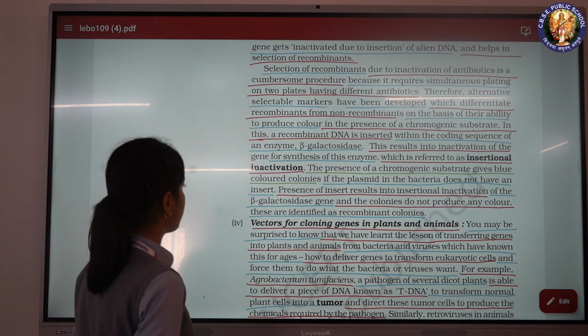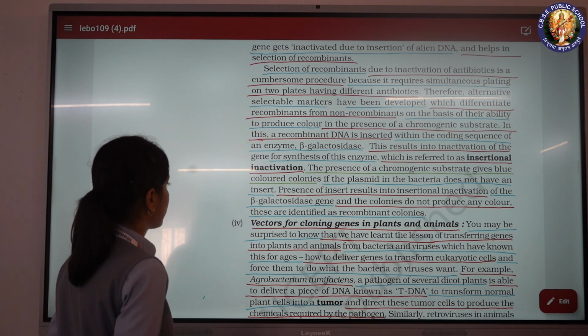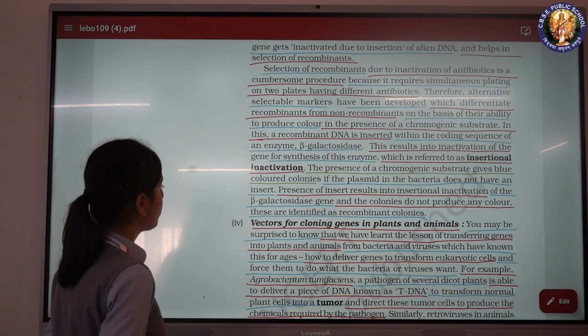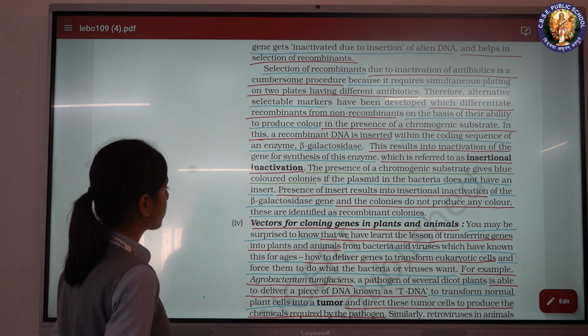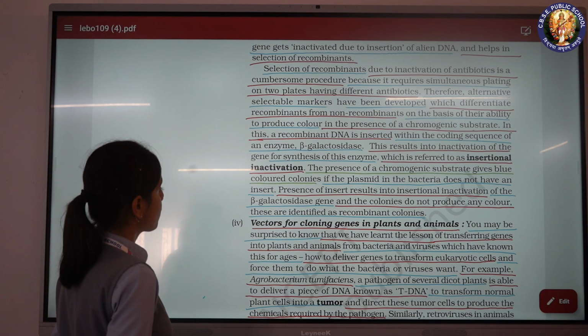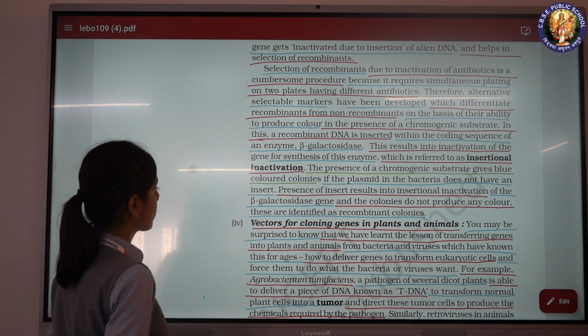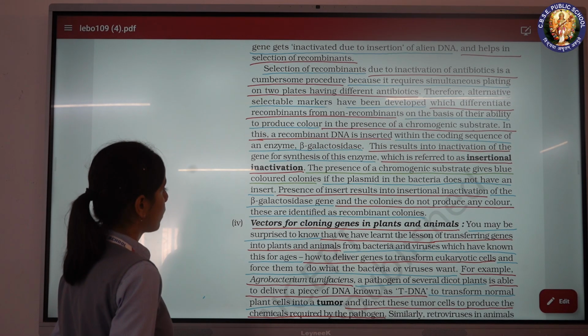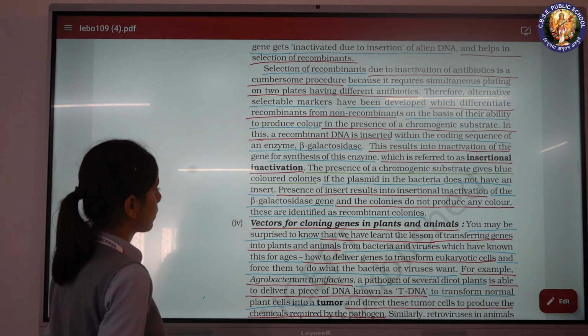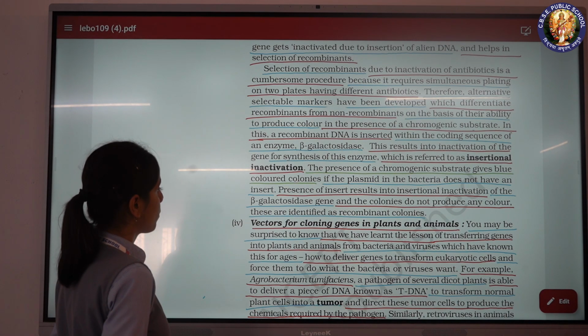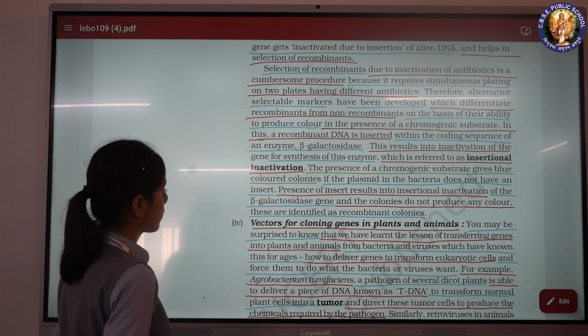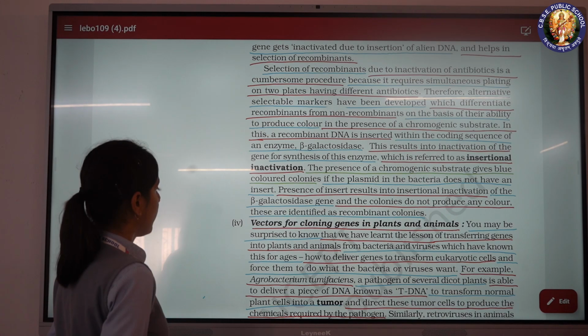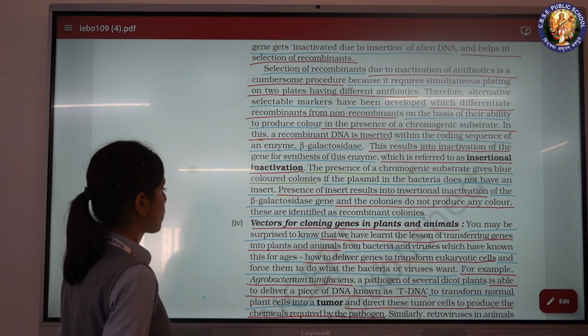Vectors for cloning genes in plants and animals. You may be surprised to know we have learned the lesson of transferring genes into plants and animals from bacteria and viruses which have known this for ages. How to deliver genes to transform eukaryotic cells and force them to do what the bacteria or viruses want.